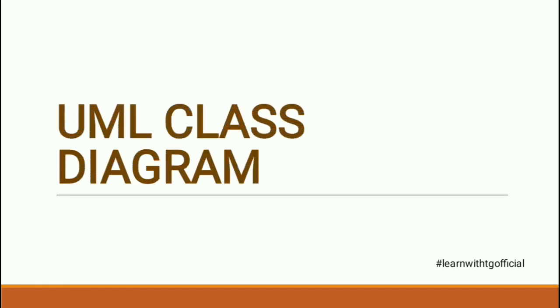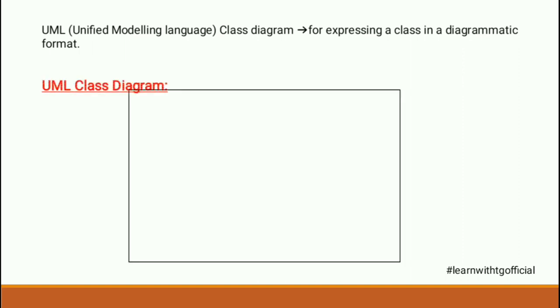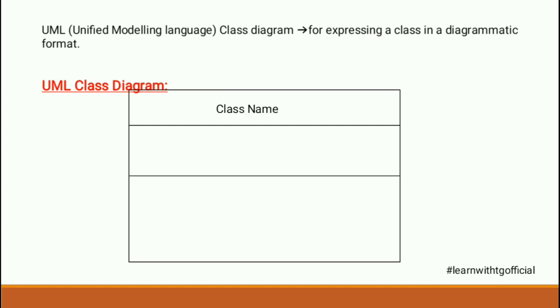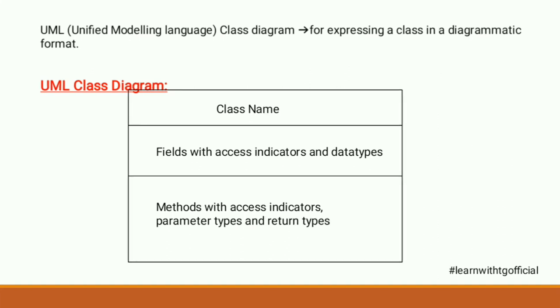UML class diagram. UML, Unified Modeling Language, class diagram is used for expressing a class in a diagrammatic format. UML class diagram can be defined as follows. It has three portions where the class name is defined in the first portion, and fields with access indicators and data types are defined in the middle one, and in the last, methods with access indicators, parameter types and return types are defined. So we will discuss more about class name, class attributes and methods.